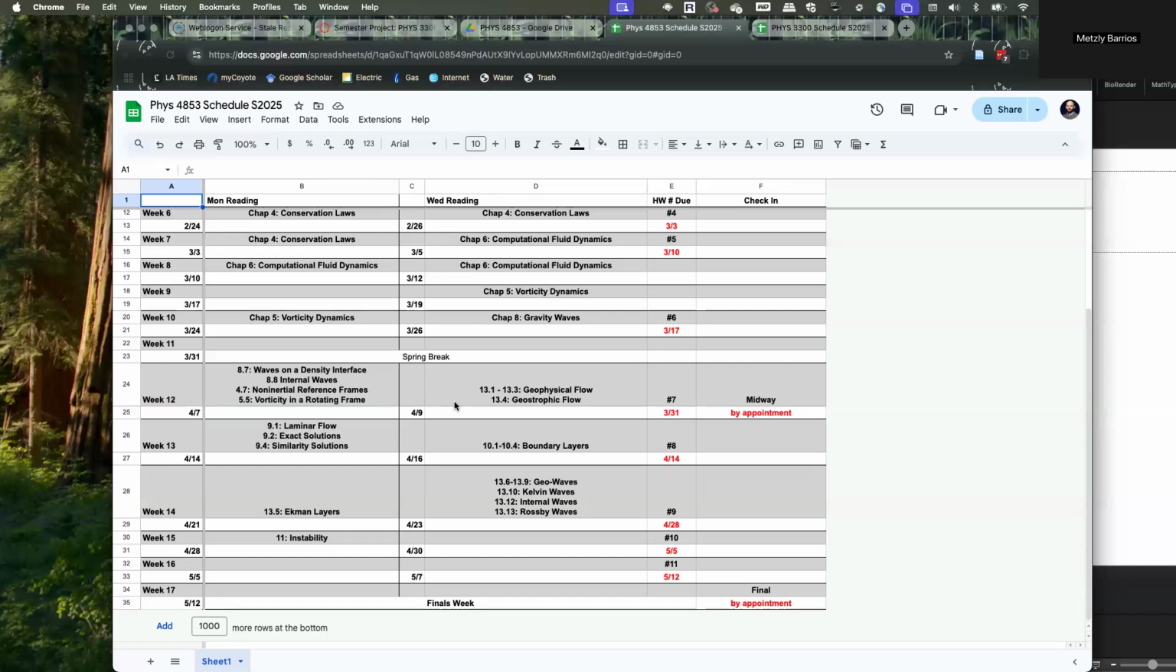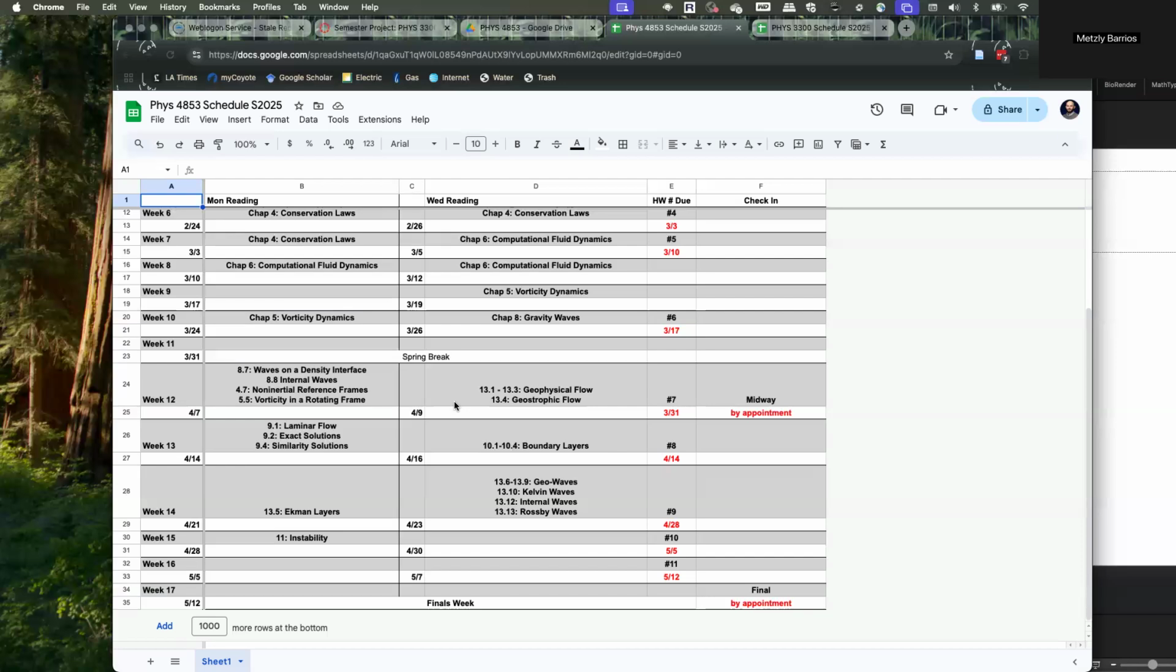And then once we have velocity in a rotating frame, then we can do geophysical flow. So these are planetary scale, planetary size waves. And then we can look at this idea of laminar flow. And we can begin to talk about things like turbulence. What does turbulence mean? In order to talk about turbulence, you have to talk about what turbulence isn't. That's laminar flows. We may or may not get to similarity solutions.